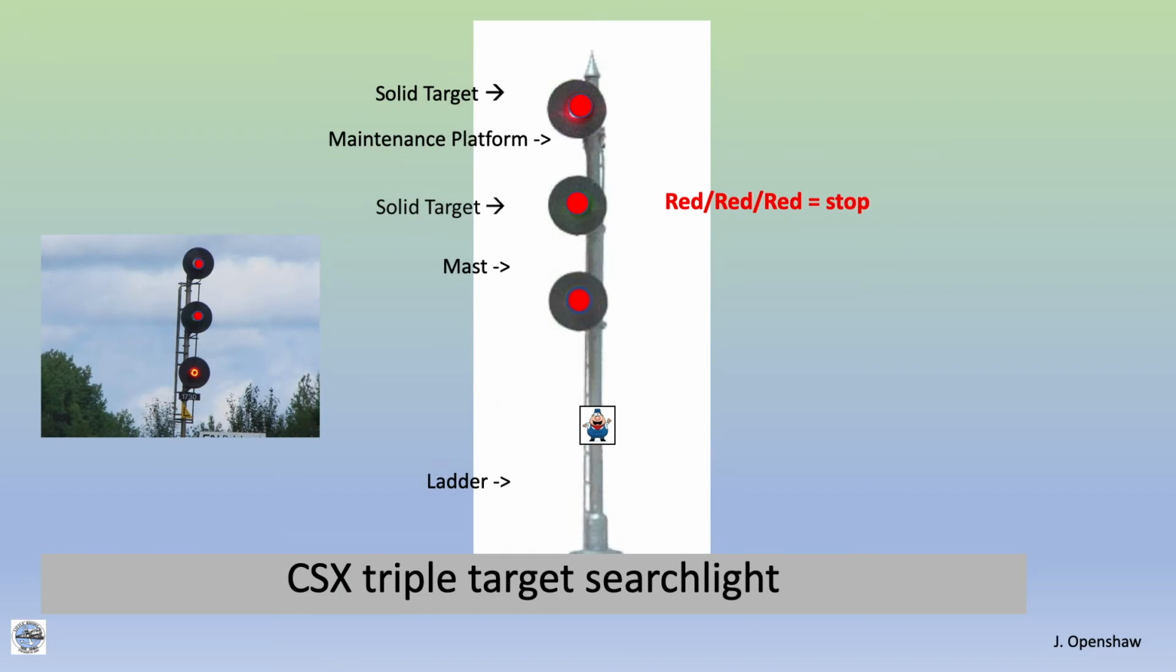Now, here's the 3 target. Again, it's the same thing as the 2 target, but you're not reading the bottom. All 3 targets is a stop. Okay, next one, Dave.